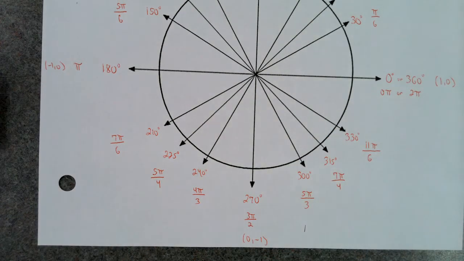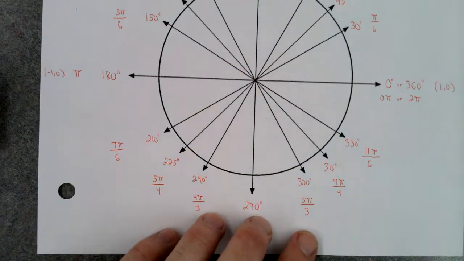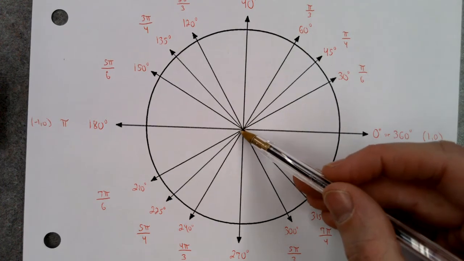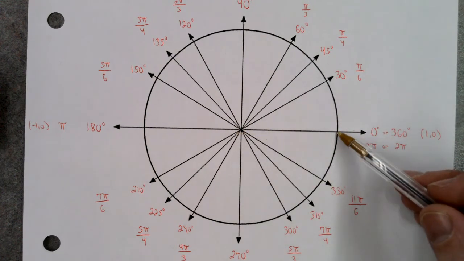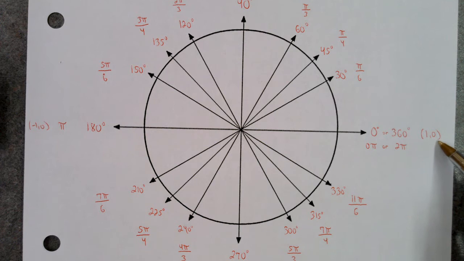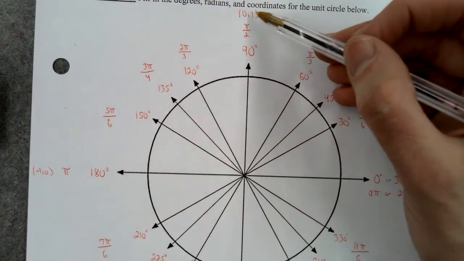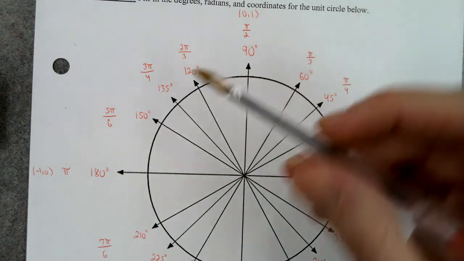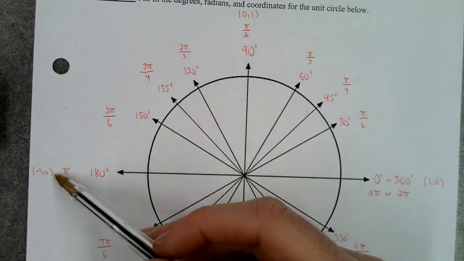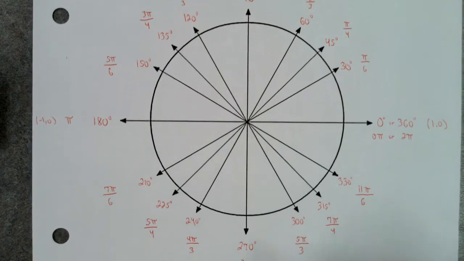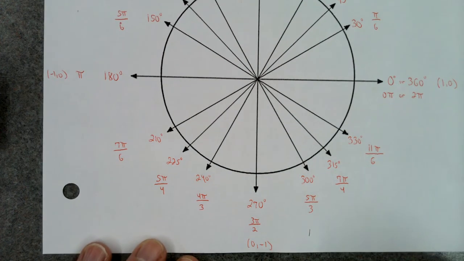Okay, so I'll call those the 4 core points, I guess. Okay, so this is the origin, 0, 0. Over here is 1, 0. Up top, that's 0, 1. And over here, negative 1, 0. And down here is 0, negative 1.